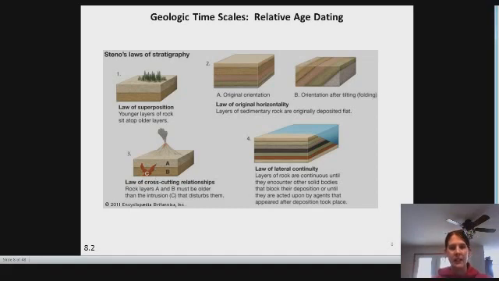And finally, the law of lateral continuity. This is where the layers of rocks are continuous until they encounter other solid bodies that block deposition, or until they are acted upon by agents that appeared after deposition took place. So weathering impacts, human impacts where we've actually removed those rock units.